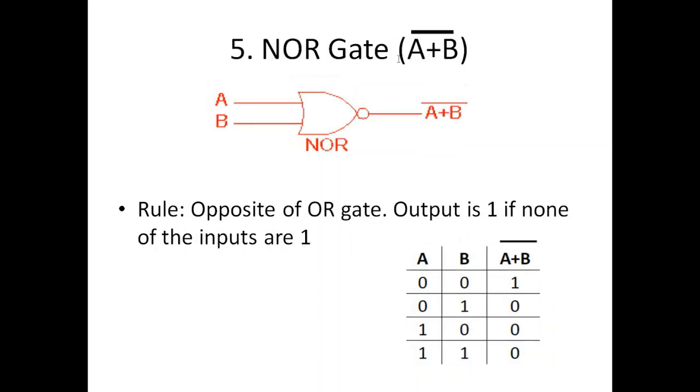The next one is NOR gate, our fifth gate, and the symbol is A plus B and a bar on top of the whole bracket. It is the opposite of OR gate or the NOT OR gate. Output is 1 if none of the inputs are 1. 0 plus 0 should give you 0, but since there is a NOT involved, so the output is reversed and you get a 1. 0 plus 1 should give you 1, but again output is reversed as 0. 1 plus 0 should give you 1, but you get a 0. 1 plus 1 should be 1, but it gives out a 0.